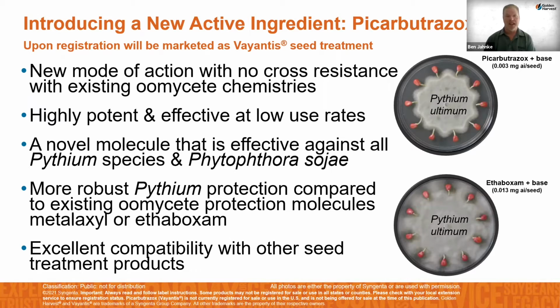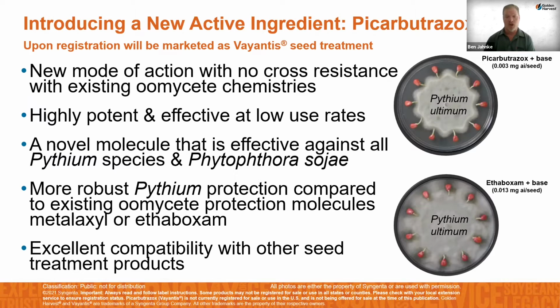As alluded to on the last slide, Syngenta is introducing a brand new active ingredient, picarbutrazox. We're expecting registration soon, and it will be marketed as Viantis seed treatment. It's a brand new mode of action with no known cross resistance in existing Pythium species. It's highly potent and effective at low use rates. It's a brand new molecule that is effective against all Pythium species as well as some Phytophthora.